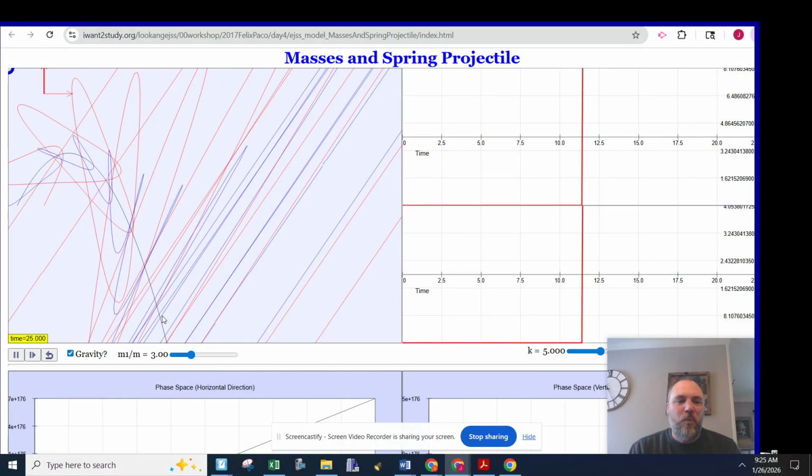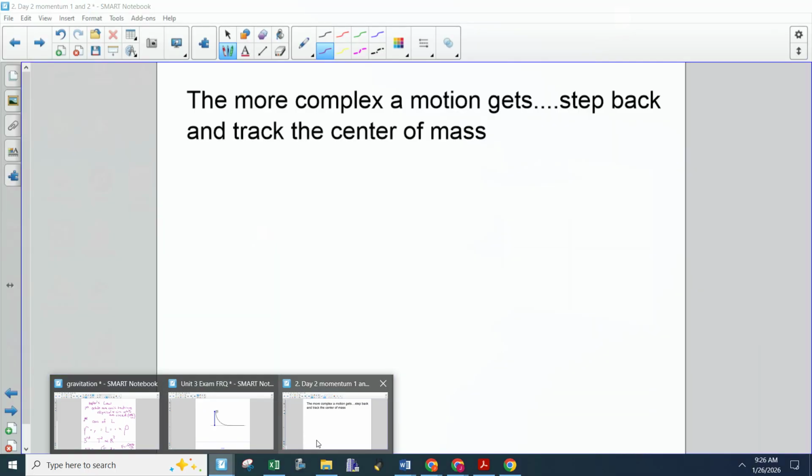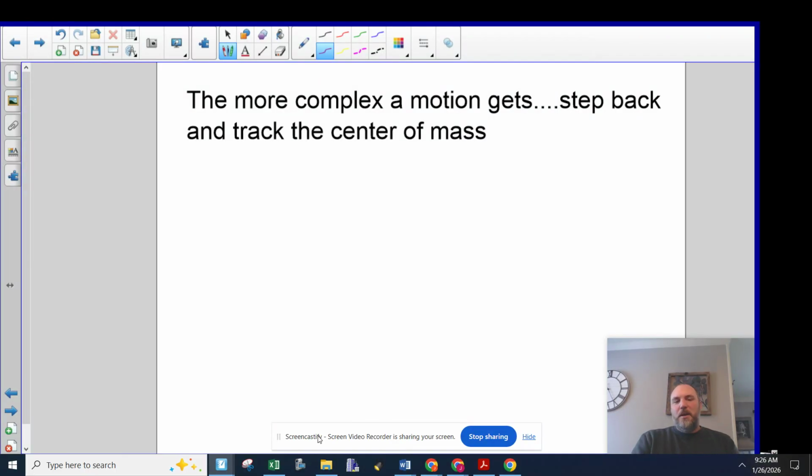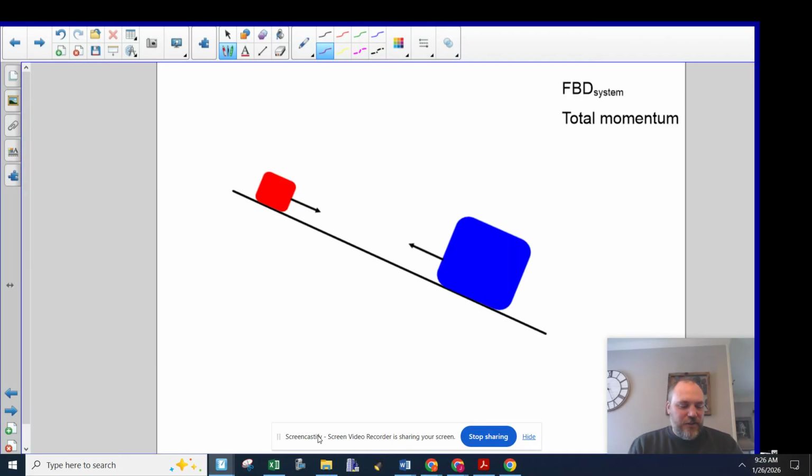So again, when it seems really complex, when it seems really challenging, you're going to take a step back and you're going to look at the center of mass, and you're just going to focus on that center of mass and see what you can do with it. Okay? All right. Last one I want to look at is, what will happen if momentum is not conserved?